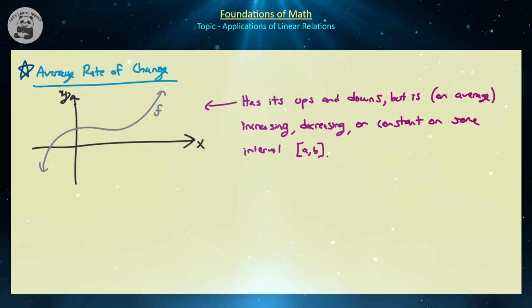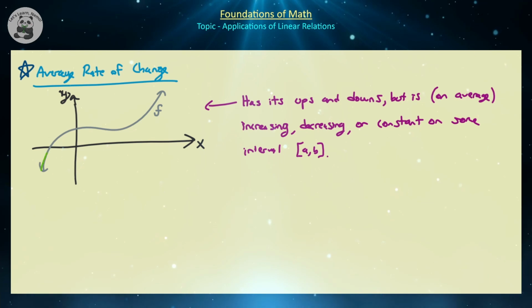The last application that we're actually going to look at for linear relations is an application to give us some sense of increasing, decreasing, or constant behavior for functions or relations that are not necessarily linear. For example, let us assume that we have this graph of this function f shown in gray in this little sketch. As we can see, this function does have its ups and downs, but is on average increasing, decreasing, or constant on some particular intervals.